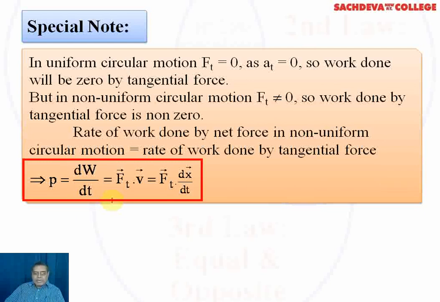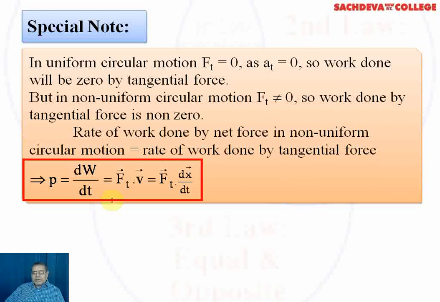Now, power is dW over dt. We can write it as tangential force multiplied by velocity, because power is work over time and work is force into distance. Distance over time is velocity. So we have written Ft into V. Now Ft is kept as it is, and velocity can be written in terms of calculus as dx over dt. Therefore, P is calculated by the formula dW over dt, equal to Ft into V, equal to Ft multiplied by dx over dt.